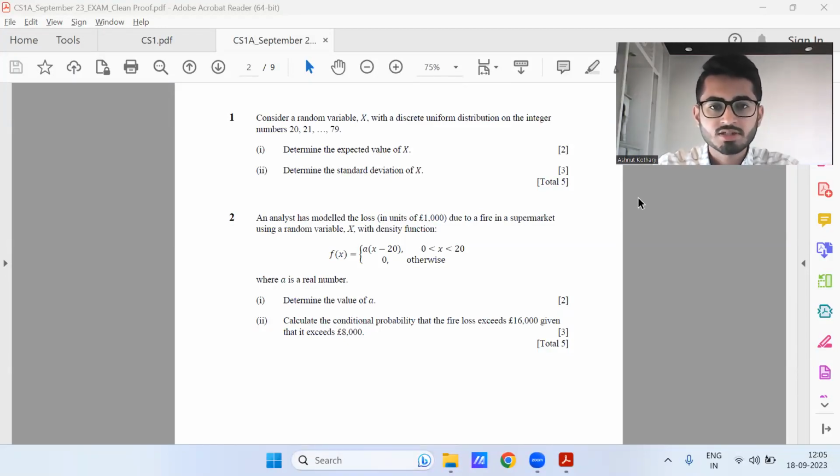Let's get started with the discussion of the CS1 paper A. So first, with respect to the difficulty, I will say it was an easy paper. In the past few sittings, the papers, at least the paper A part, have been pretty much easy, and this term also that was the case. There were only 10 questions. The paper was relatively short.